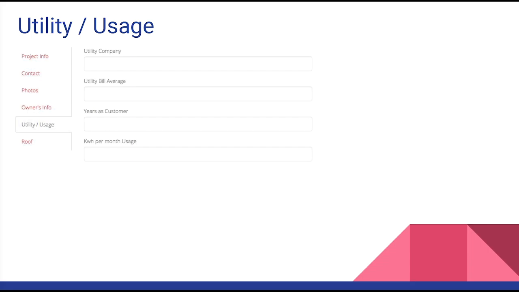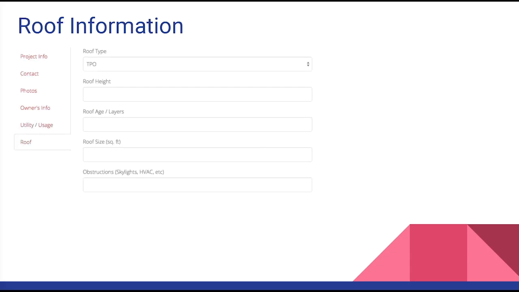Roof information is pretty basic. You know, the roof type, and we have a drop-down menu if you don't know what type of roof it is. Roof height, you're going to give general information. Be as specific as you can. If you get stuck, you can also contact us in this section. And boom, that's about it.